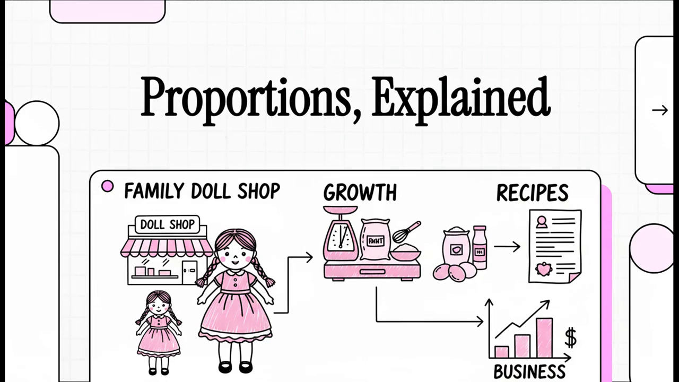Welcome to the Explainer. Today we're going to unlock a mathematical concept that's pretty much hiding in plain sight. It's the secret tool that helps a business know if they've really got a hit product on their hands, and it's the same tool that lets you scale a recipe perfectly. Yep, we are talking about proportions.